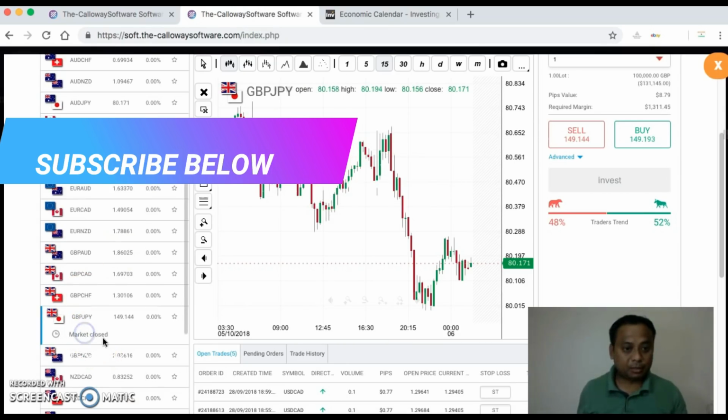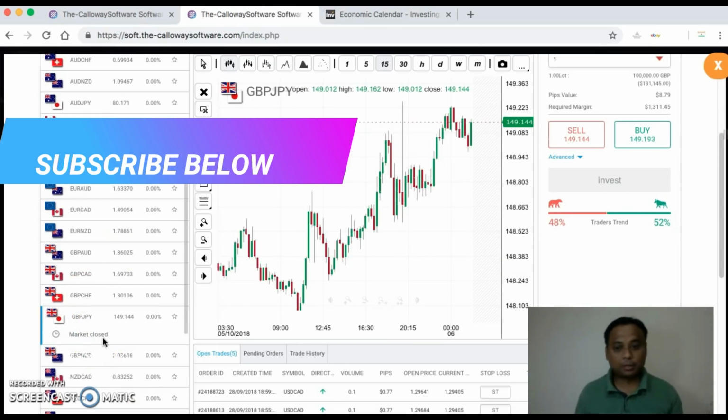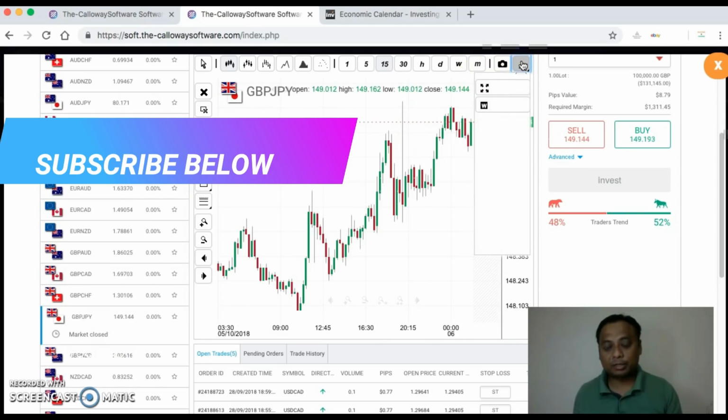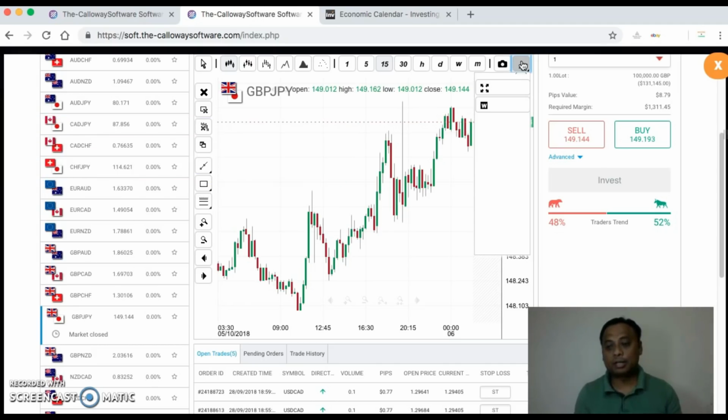I'll go to the JPY. See, the market is closed because I'm making this on Saturday. So I'll go to this particular option and I'll be using some indicators. These indicators are used by very professional, experienced traders to find out the trend of the market of that particular stock, indices, or currency pair. So if you understand the indicator, that means you are good enough. You are aware of these particular things.